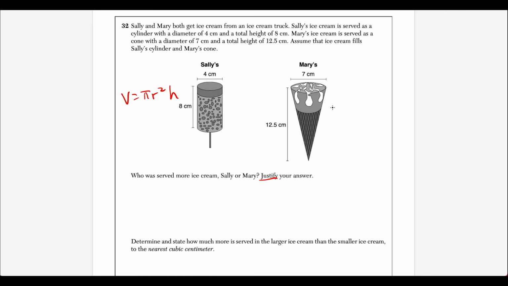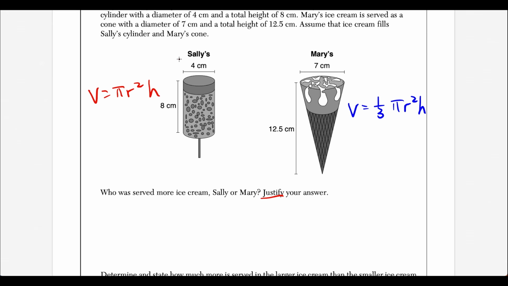Whereas Mary's ice cream is in the shape of a cone, and the volume of a cone is 1/3 pi r squared h. So that's going to determine how we find the volume. Now, one thing to be careful of here with both ice creams is that the diameter was given. So if we have a diameter of 4 centimeters, that means our radius is going to be half of that. So in Sally's case, the radius of her ice cream is going to be 2 centimeters like this.